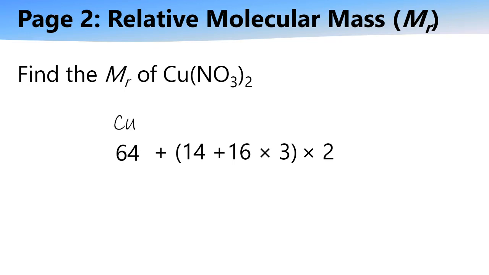Once again, copper is 64 plus NO3 times 2. Please take note that before the bracket is a plus. We are adding 2 of NO3 with copper. And if you use a calculator, you will get 188.